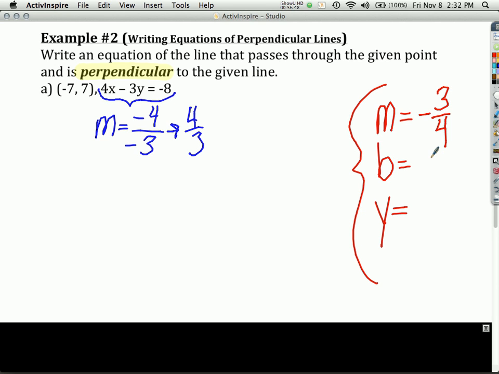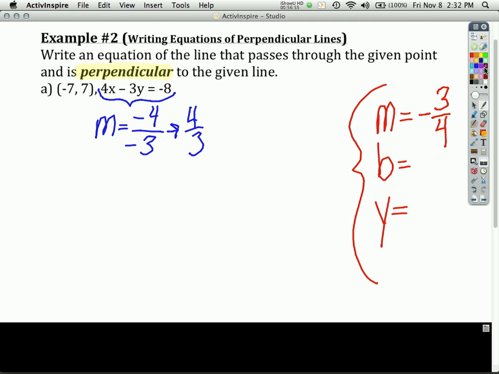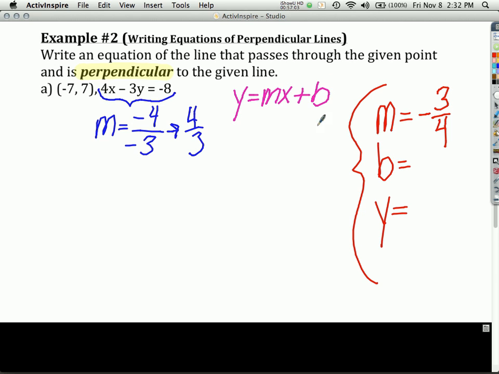We've got the slope, we need the y-intercept, then we can write our equation. So we can find the y-intercept the same way we've been doing over the past 3 questions. We use y equals mx plus b, and we plug in what we know. We have this point right here. 7 equals -3/4 times -7 plus b. Solve for b.